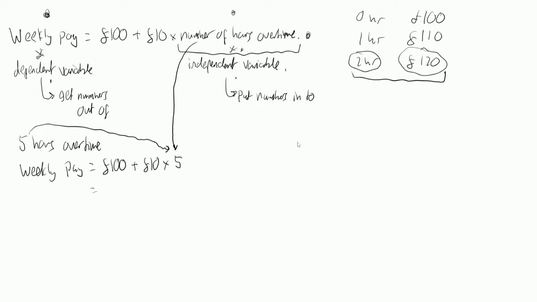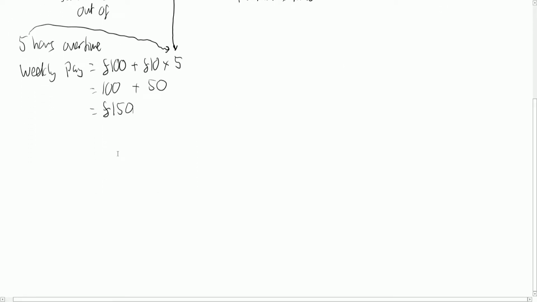So we can work this out now. We've got 100 plus 10 times 5 is 50. So we should get paid £150. Okay, so that is really useful to know. We can also work out how many hours of overtime we worked based on our pay. So what you might find is that when you get your pay slip, it'll say that you earn a certain amount of money. So let's say we got paid £200.